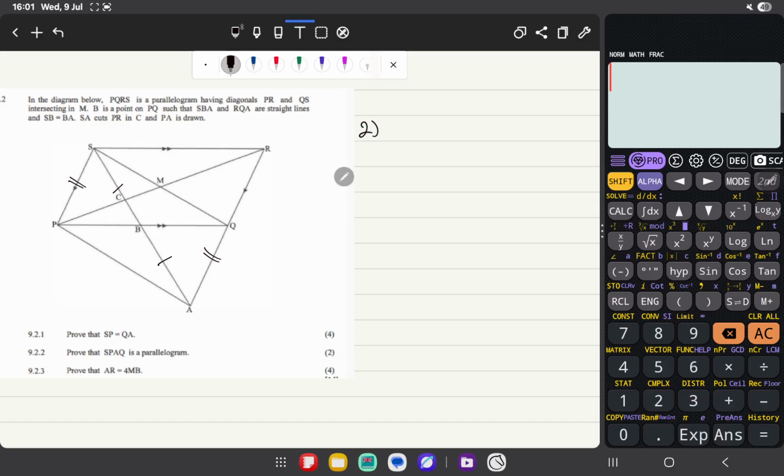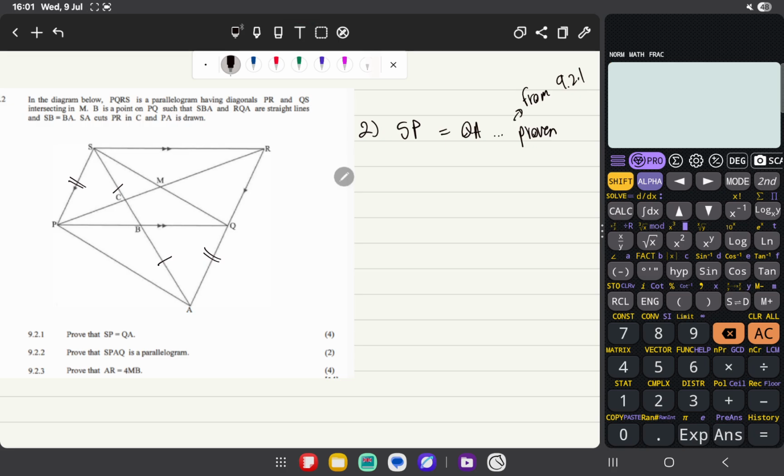Yeah, so looking at the quadrilateral, let us look at SP. What is SP equal to? SP equals QA, right? And where did you get this information from? It was proven from the previous question, right? Or here you can just say from 9.2.1. Any way you put it is fine.